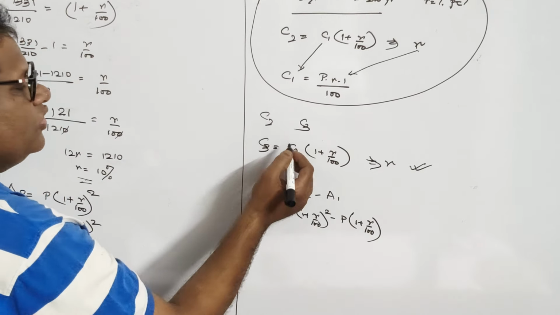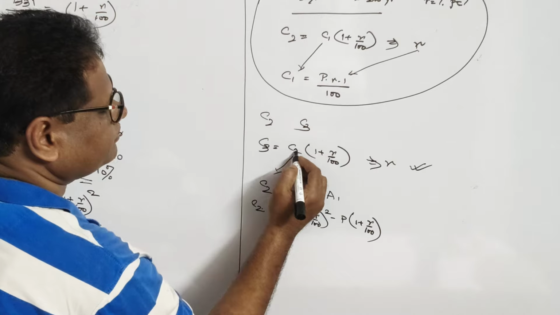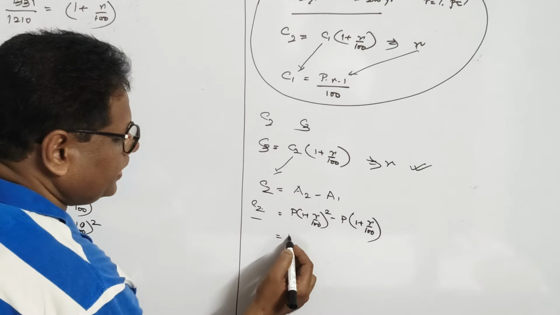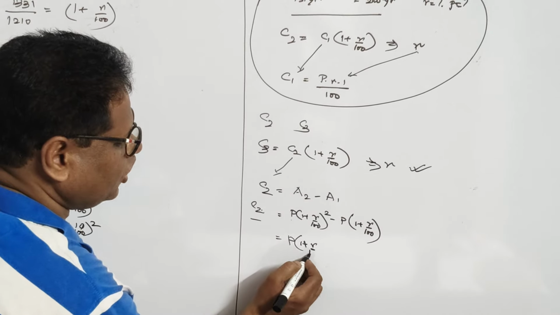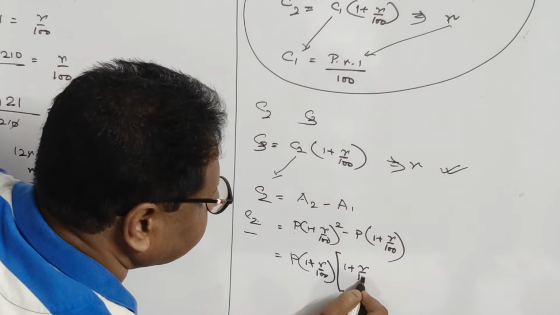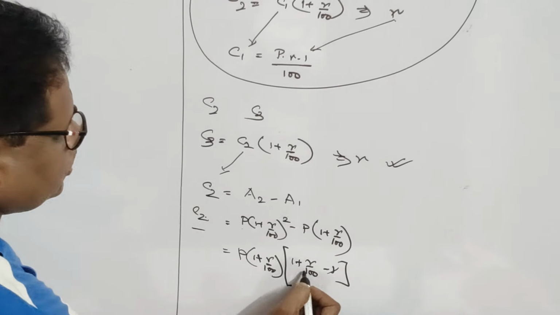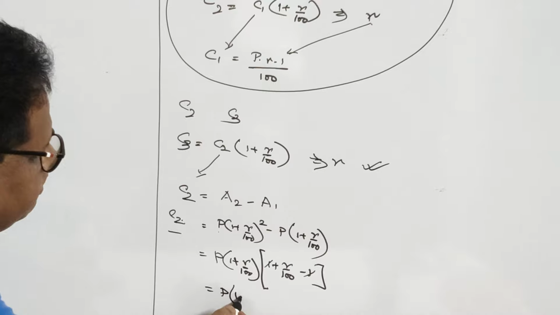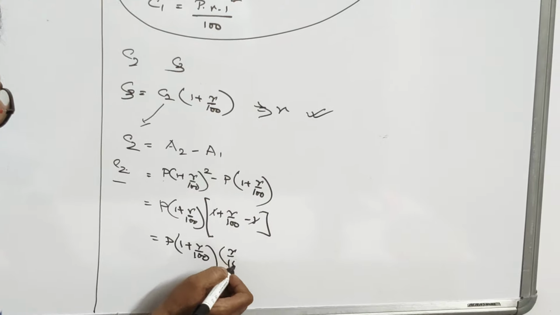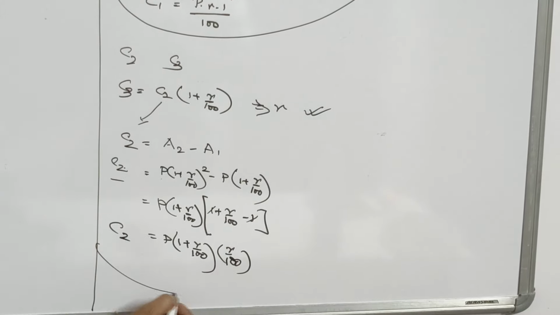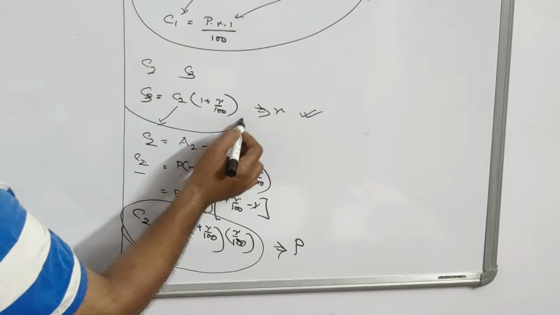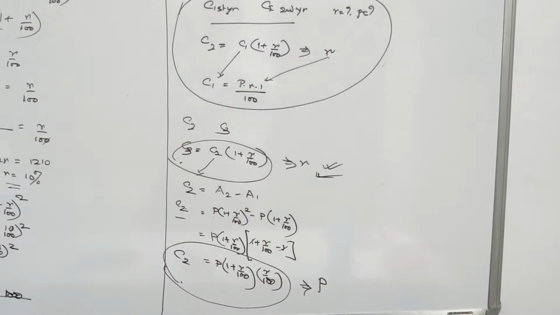Okay, now put the value of CI for second year. This is for second year. Okay, and you can use this expression to find the principal. I can make it more simple. Take P(1 + R/100) common. Now what is left? Here we have 1 + R/100 minus 1. So these two get cancelled. So your simplified expression is P(1 + R/100) into R/100. Okay. Now the expression is clear. This gives you the principal, that is the sum of money, and this expression gives you the rate of interest. Right?